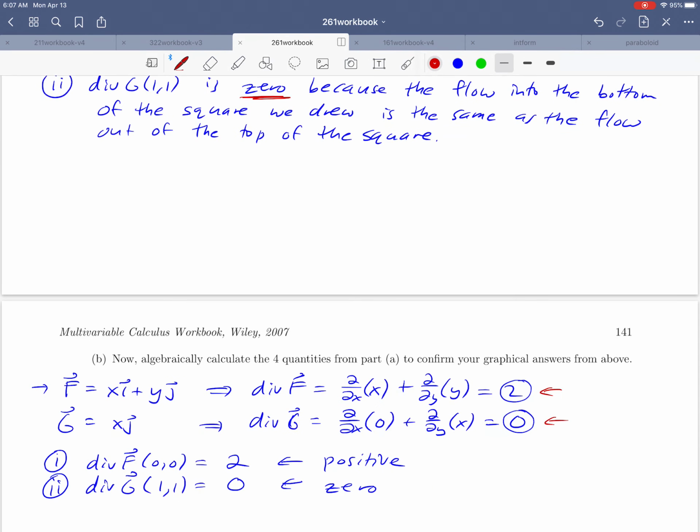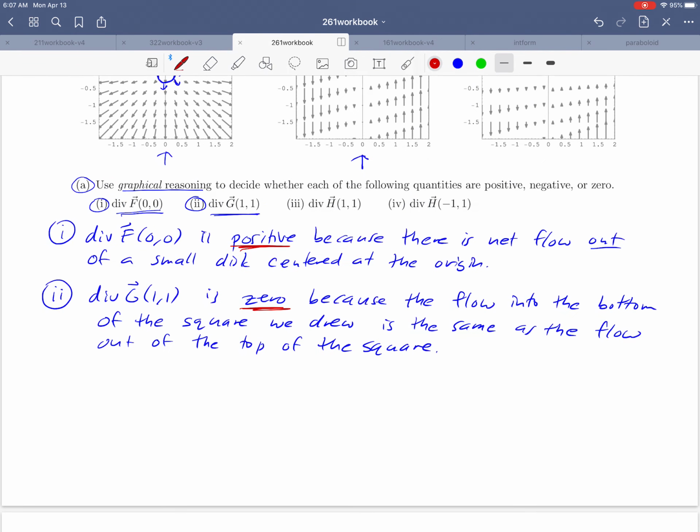Okay, so now it's your job to see if you can finish the other 2 parts of this problem. Kind of the same thing that you're doing in 3 and 4. See if you can complete parts A and B for the vector field H.